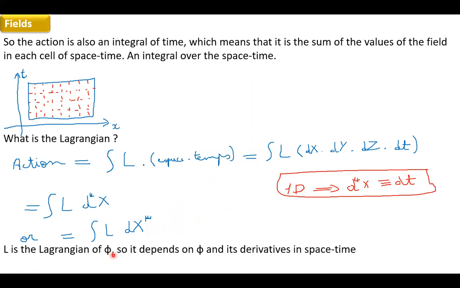So L is the Lagrangian of phi. It's like any Lagrangian of phi that depends on phi at first, and of course phi dot. The phi dot here in space-time are the derivatives of phi in space-time, so the derivative with respect to each dimension. So we will get 4 derivatives instead of one derivative according to time.